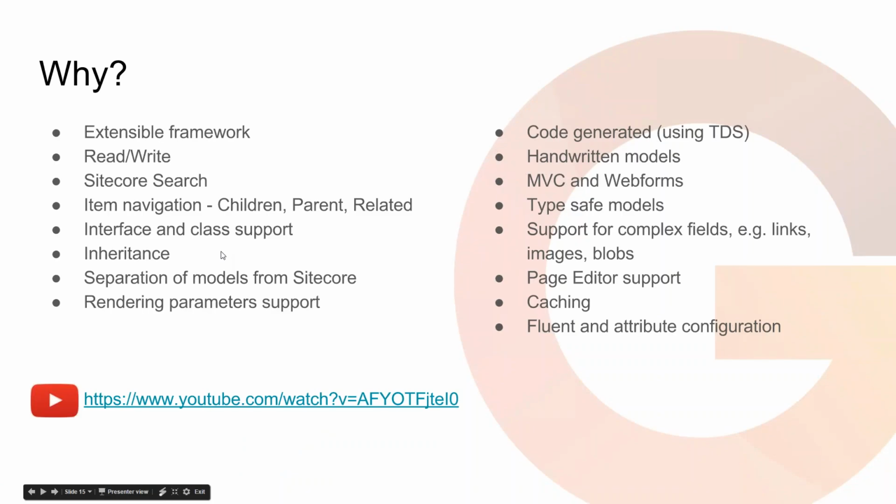So beyond that, there are a ton of features, too many to demo in 15 minutes, but as I said, we have read-write, we support Sitecore search, it's extensible, so if you have custom fields that you've created in Sitecore, you can also create mappers that will support that. Item navigation, so you can map children and parent relationships, you can do ad hoc queries as well using your models. We support interfaces and classes, so your models don't have to be one or the other, they can be a mixture of both of those.